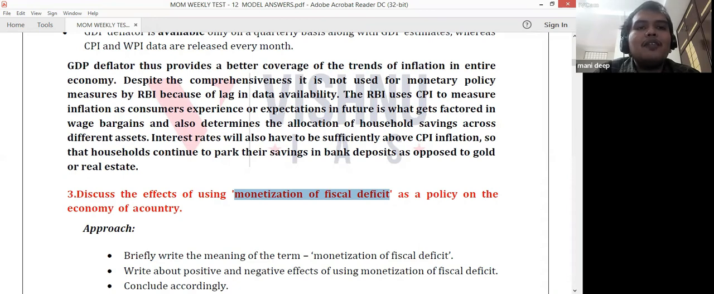Crowding out effect is nothing but the government borrowing from the market. So the private player does not have any money to borrow from the market, and the private players are moving away from the Indian market. So there is a type of crowding out effect because the amount of loan available in the market is very limited.